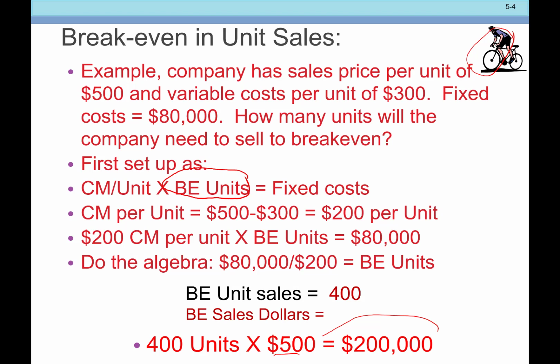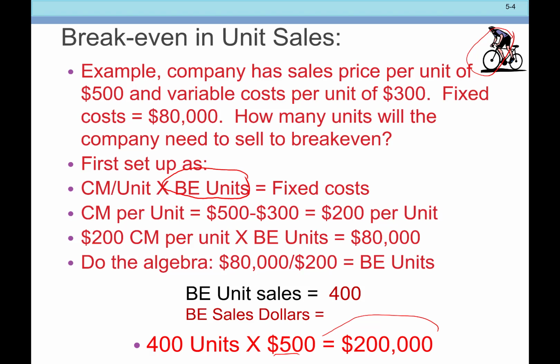Now, if you wanted to turn that into a dollar amount, you would take the what? The break-even units times the sales price per unit, and you can turn that into a dollar figure that way, right? We have to generate 200,000 in sales to break even.